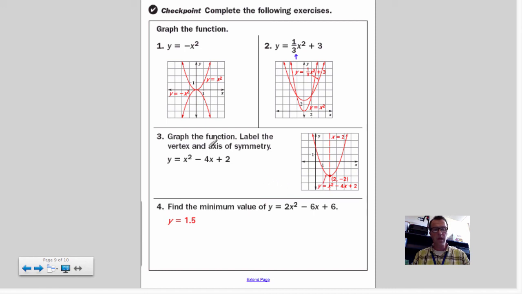Here's a nice parabola with the B term. Hopefully you were able to solve that. Again, look at that, another axis of symmetry of 2. That doesn't always happen. And then finally, here's the minimum value. Hopefully you were able to get that as well.